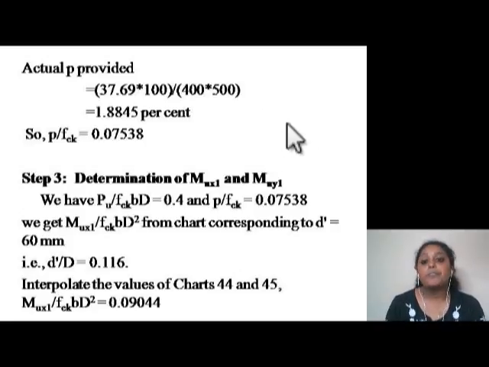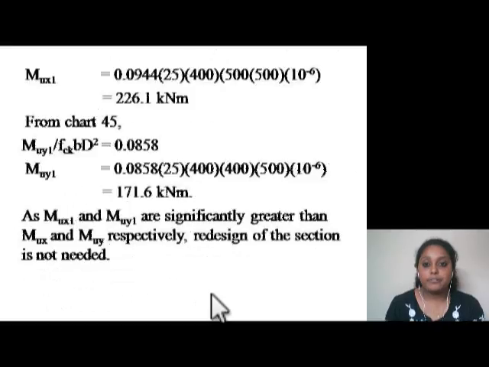We know the values for PU, FCK, BD and P by FCK. So according to the chart we will take D dash as 60 mm. So that is D dash by D is equal to 0.116. We have to interpolate the values of chart 44 and 45. MUX1 by FCK BD square we will get as 0.0944. From that we have to find MUX1, that is 0.0944 into 25 into 400 into 500 square into 10 power minus 6. We will get this as 226.1 kilonewton meter.